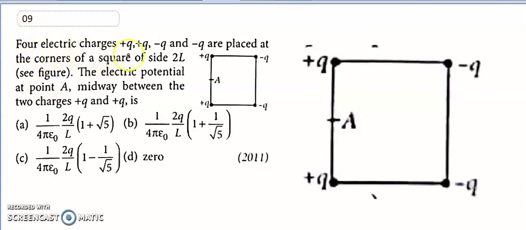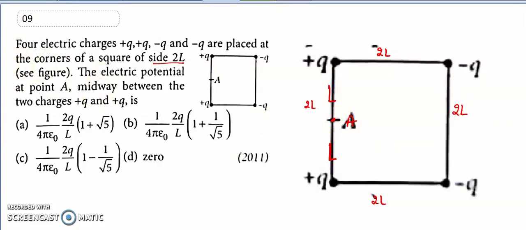Now the 9th question. 4 electric charges plus q, plus q, minus q and minus q are placed at the corners of a square of side 2L. So the side is 2L. You have to find out the electric potential at A, the point in the middle between the positive q's, which means L from each. So now you have to find out the potential here.